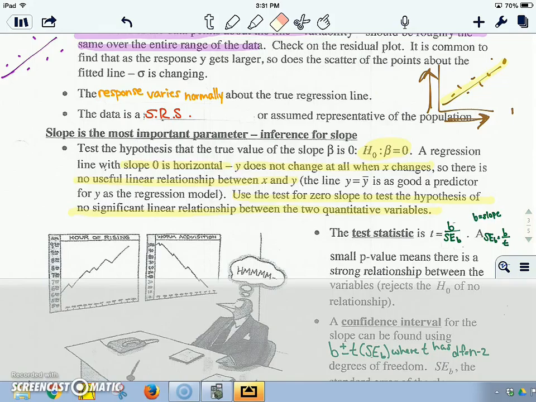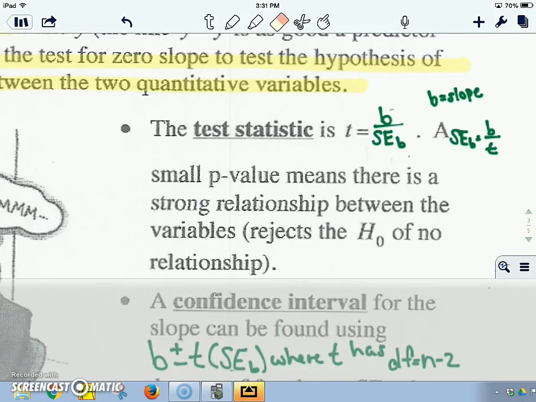And just like normal, we need some stuff. We need a test statistic. The test statistic t is given by the slope divided by the standard error of the slope. And inversely, the standard error of the slope is given by the slope divided by t. A small p-value means there's a strong relationship between the variables. Again, if we get a p-value less than, say, 0.05, we could say that the slope probably isn't 0, and that there is a relationship between the variables.